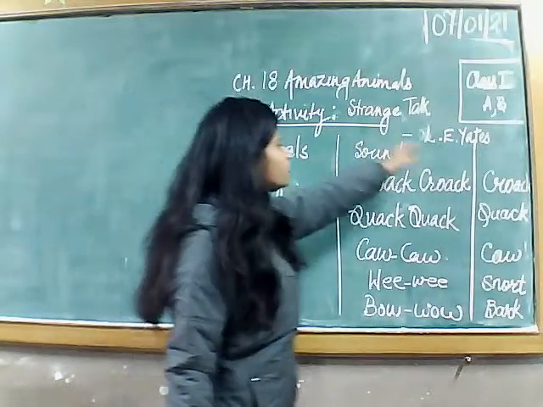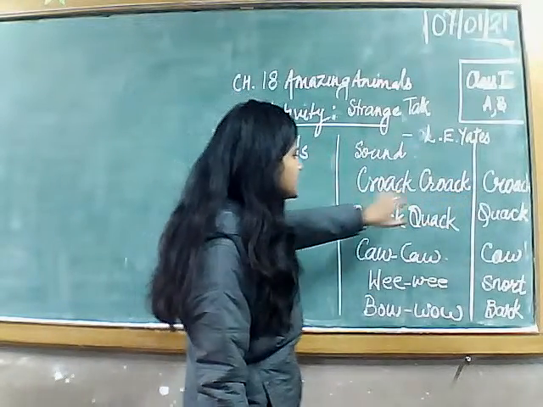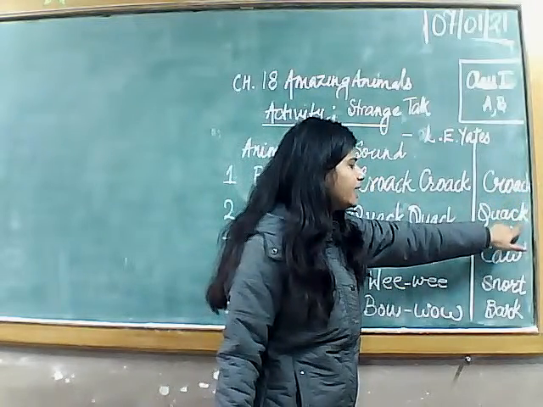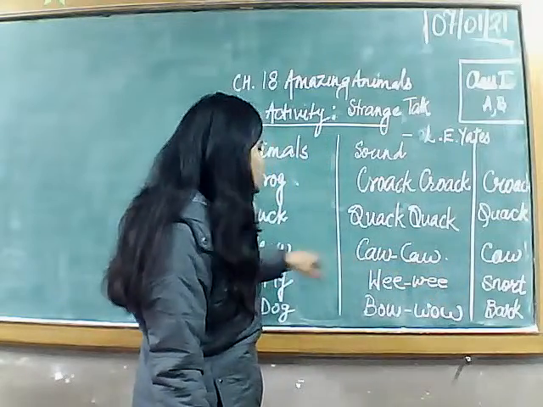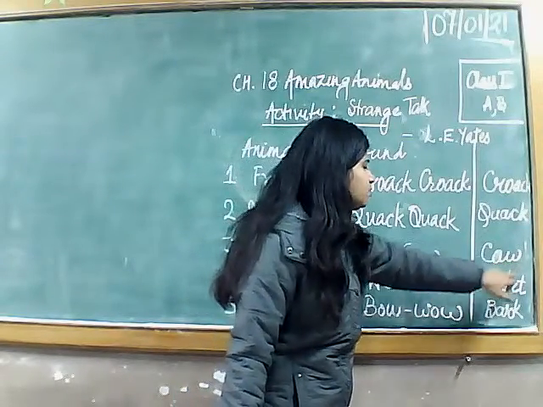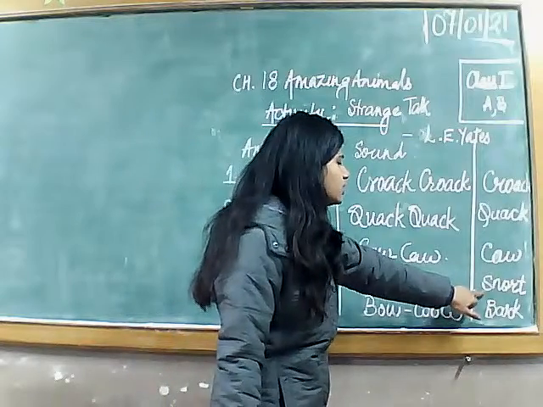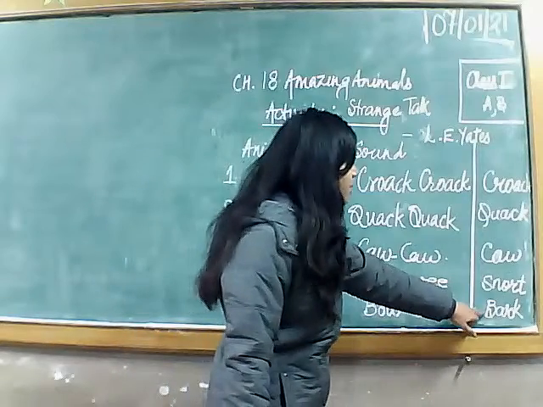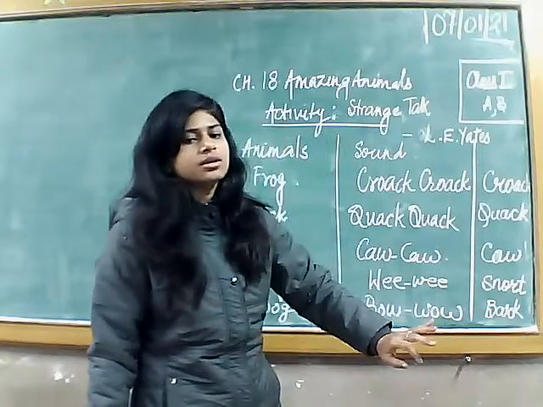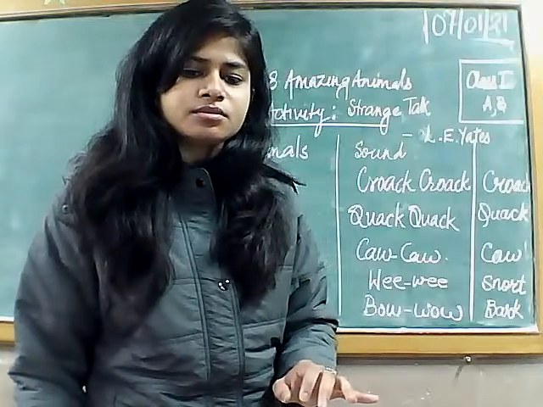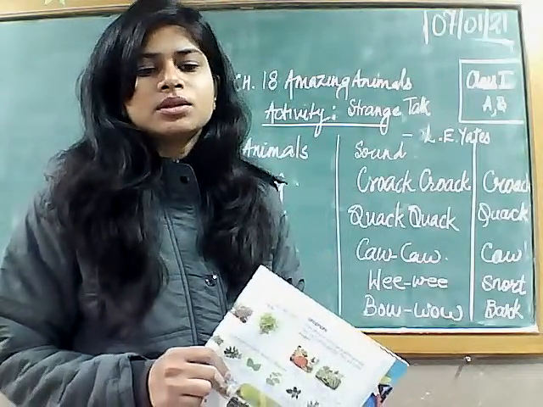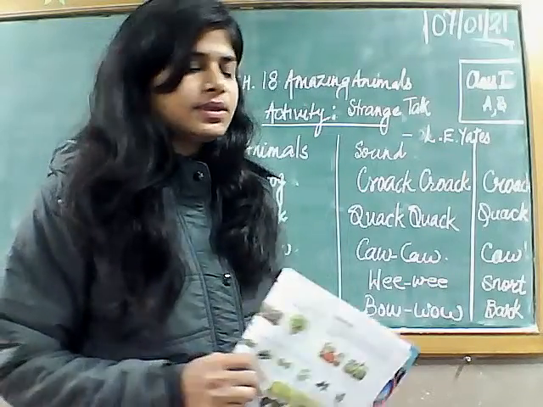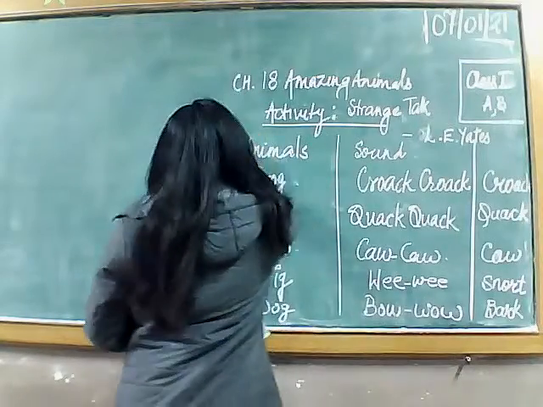What I will do is I will just read the spellings of the sounds that these animals make. Croak, frogs, croak. Quack, ducks, quack. Crows, they caw, caw. Pigs, they snort, snort. Dogs, they bark, bark, bark. So children, let's move to the next chapter.